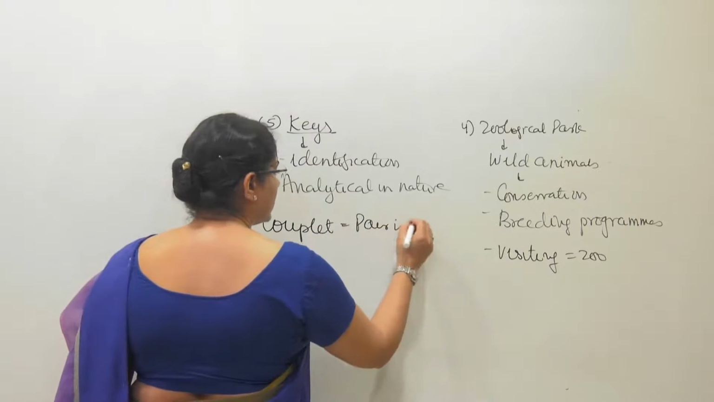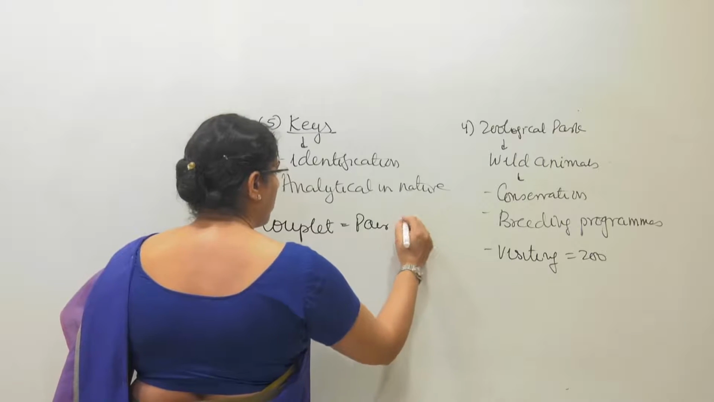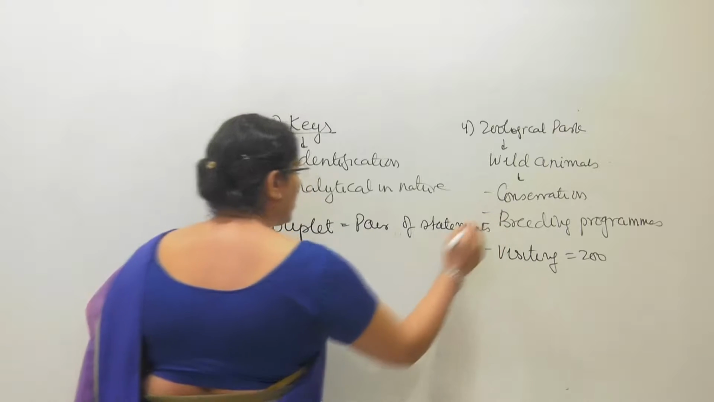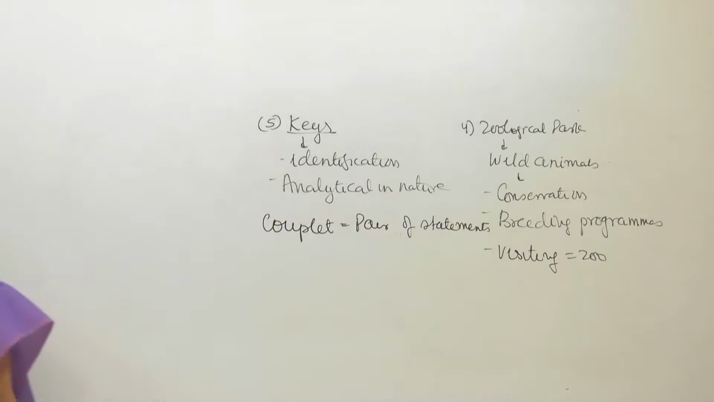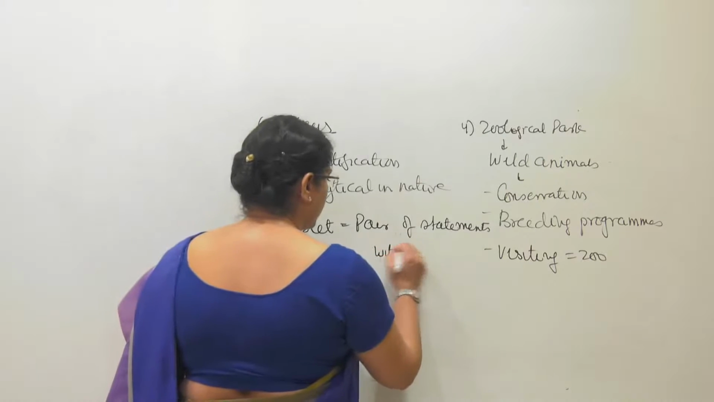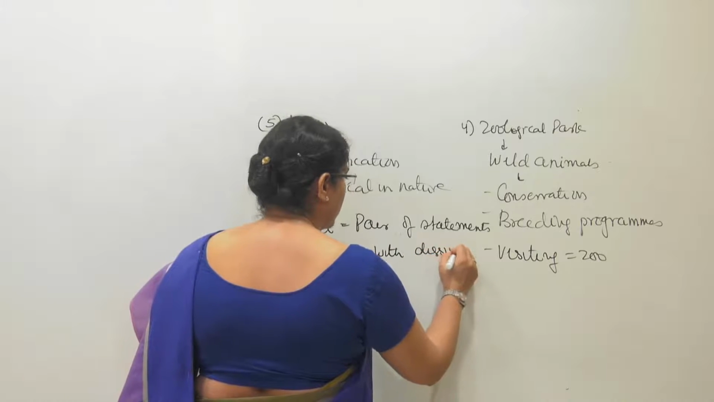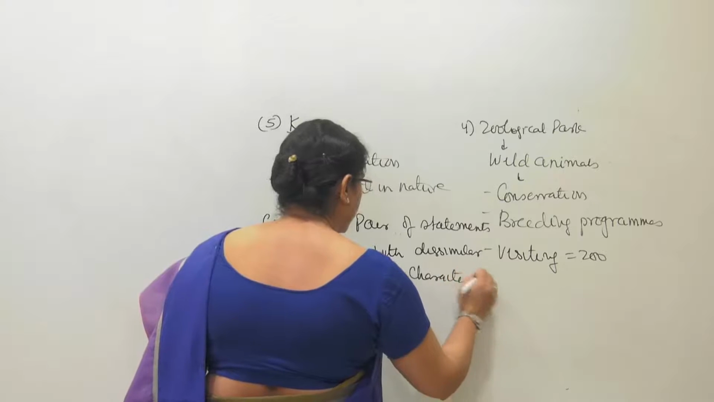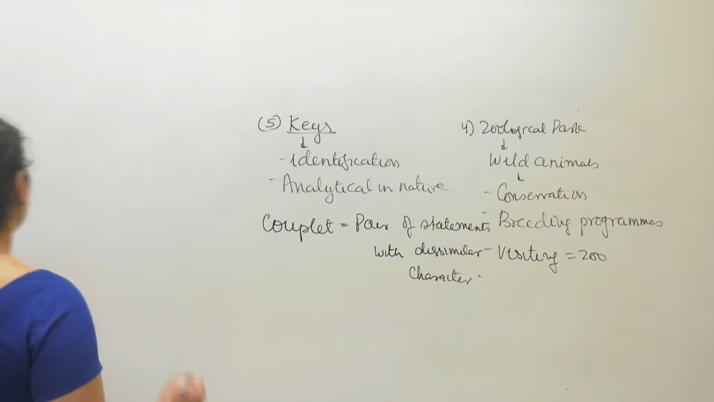Couplet is a pair of statements. So couplet will be two statements taken together, a pair of statements with contrasting traits, with dissimilar characters or traits. For example, I may take a couplet.